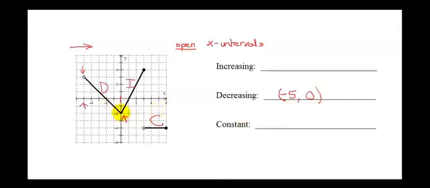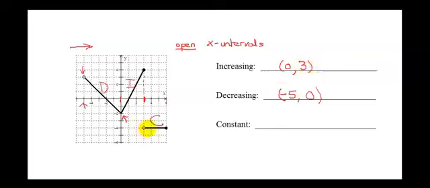Then, where is it increasing? Remember we start on the left, it starts increasing here. What is its x value? 0. And it keeps increasing to this point up here. And remember, we have to go down and take the x value, this point right here, which is x equals 3. So it's increasing from 0 to 3.